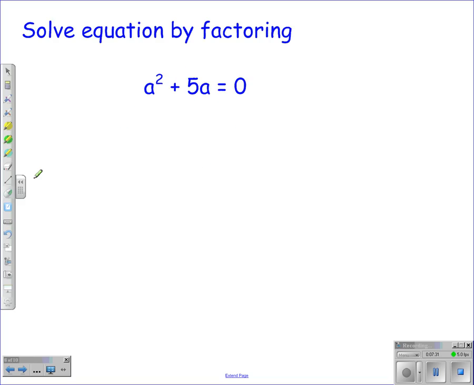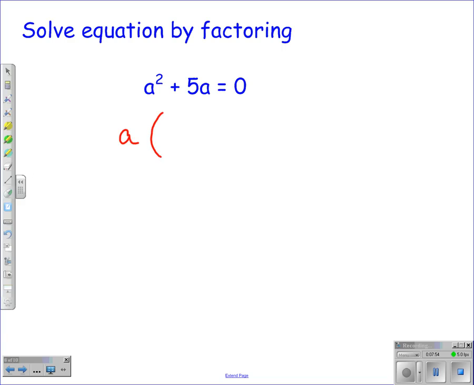Let's solve the equation by factoring then. We take the first part where we were solving equations and the second part where we're factoring, and now we're putting it together. So we start out taking the GCF, and the GCF, when you look at a squared and 5a, they have no numbers in common besides a 1. We don't need to write that on the outside. But they do have an a in common.